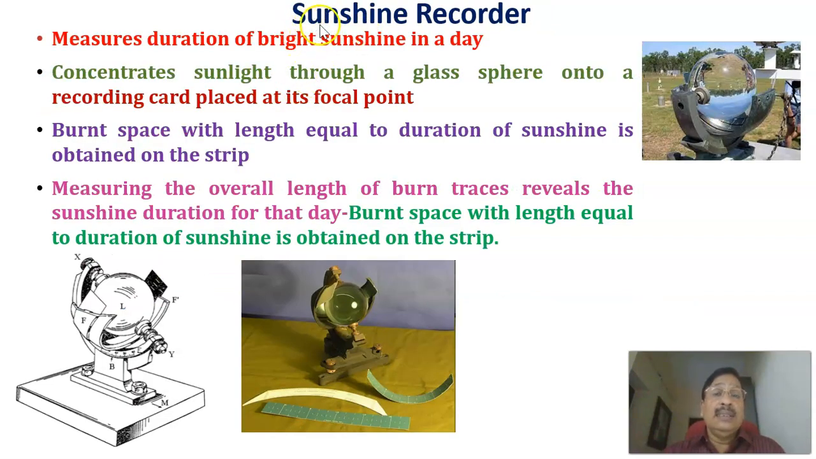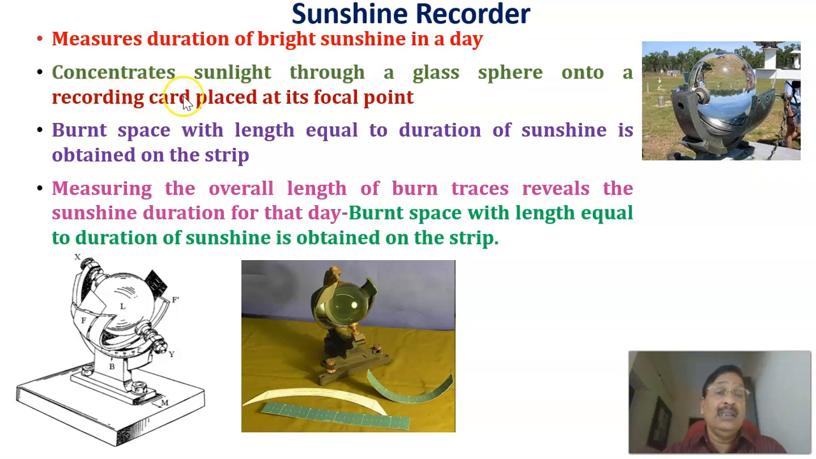Here we'll see the sunshine recorder. It measures the duration of bright sunshine in a day. How is it measured? It concentrates sunlight through a glass sphere onto a recording card placed at its focal point.